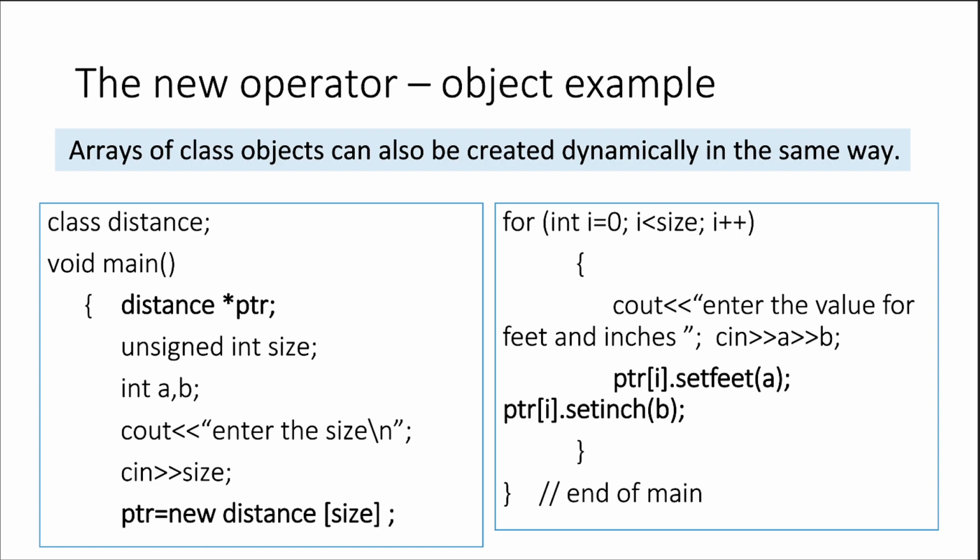PTR of I dot set feet dot set inch. So observe this. Of course, I have not given you the class details, but assume that set feet and set inch are member functions of the class distance. So I am showing you how to access the member functions: PTR of I dot set feet of A. Assume that set feet and set inch are the member functions of the class distance, and observe how they are accessed.